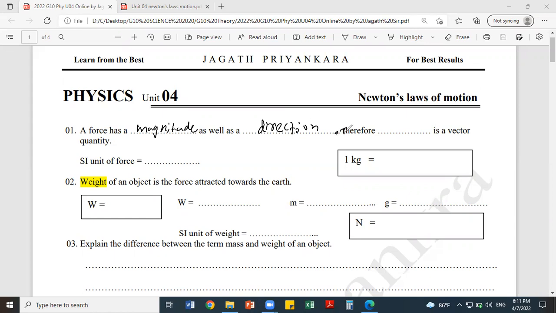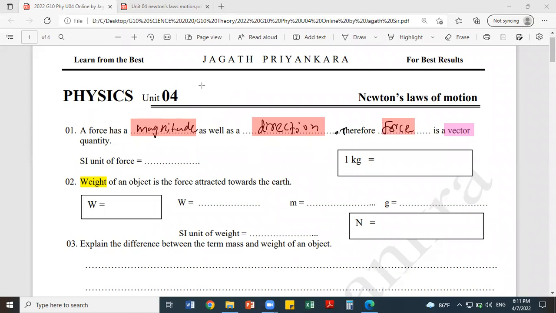Full stop. Therefore, make T capital. Therefore, force is a vector quantity. Highlight the word vector. Force has a magnitude as well as a direction. Therefore, force is a vector quantity. Right. Next one.